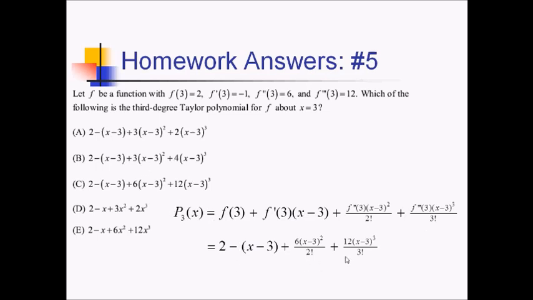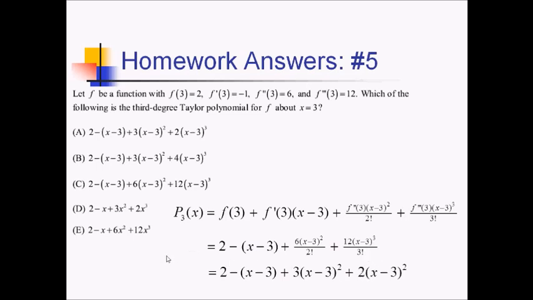It looks like they simplified a little bit. So we've got 2 minus x minus 3, and then 6 over 2 is just 3 times x minus 3 squared. 12 over 6 is going to be 2 times x minus 3 cubed.